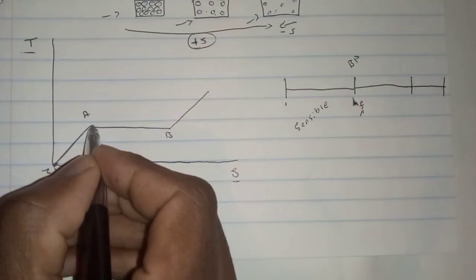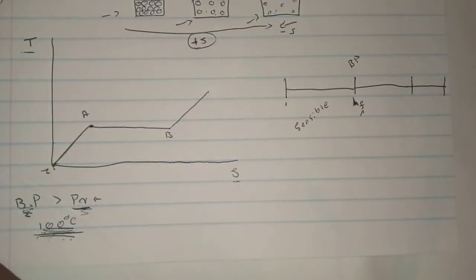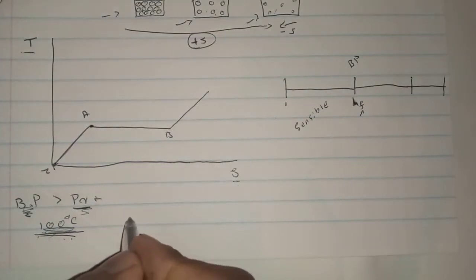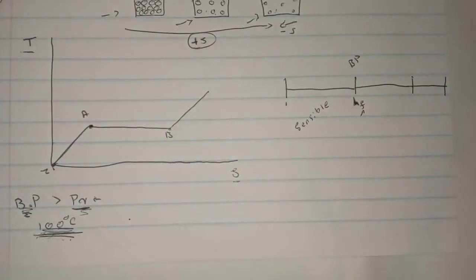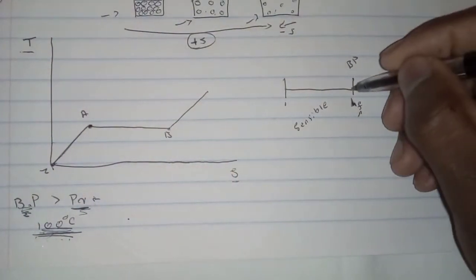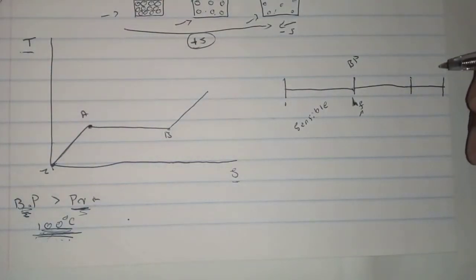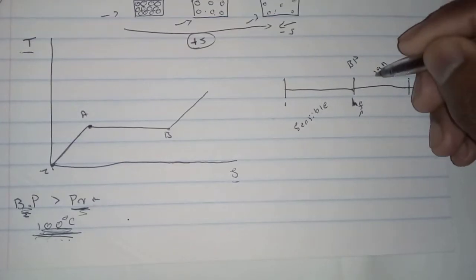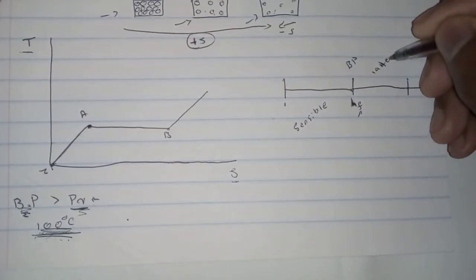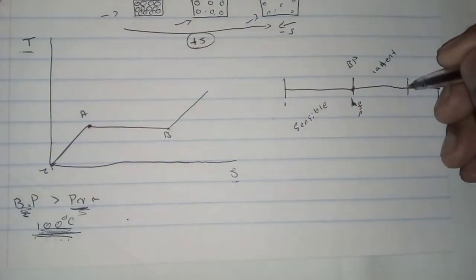Now from this point, the heat energy that is supplied is used to convert the water from water to steam. So from here, the water is being converted from water to steam, which is from here to here. And the heat energy that is added in that case is called the latent heat from this point to this point.